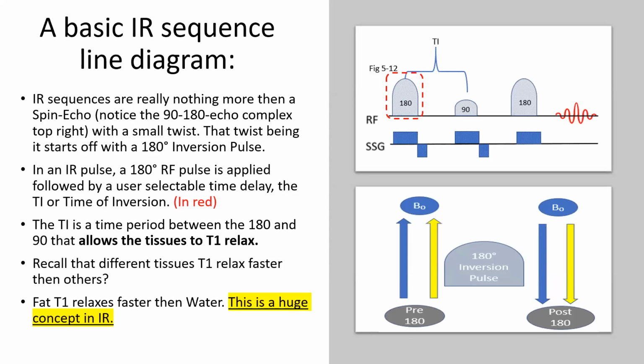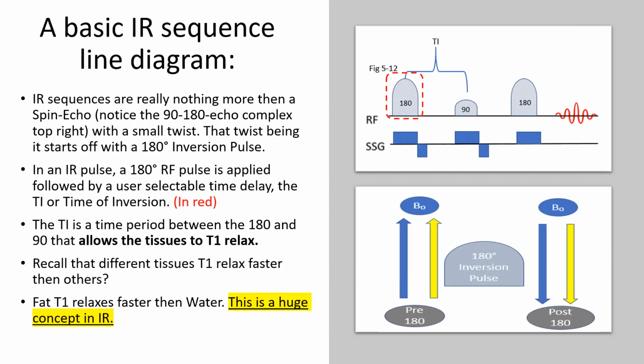They can ask you, what happens during the TI? Well, the answer there is T1 relaxation is happening. We're letting the net magnetization vector of those protons reach the null point or not. Okay, so the TI lets tissues T1 relax. Remember, fat T1 relaxes faster than water, which is huge.